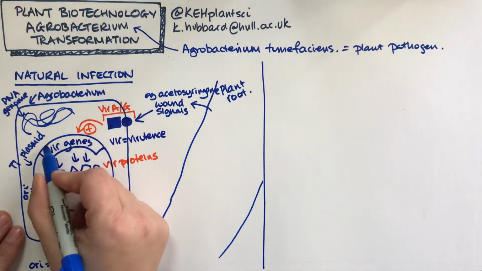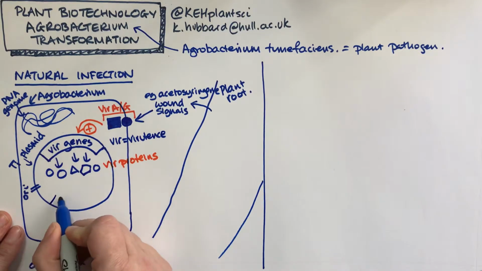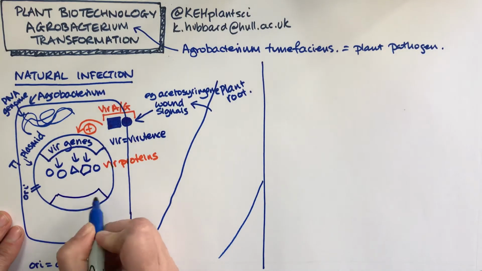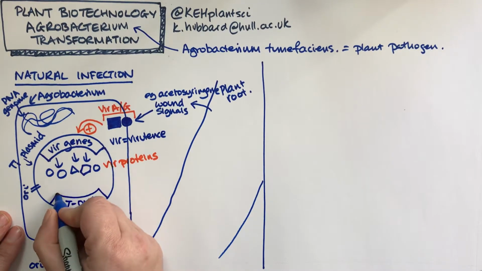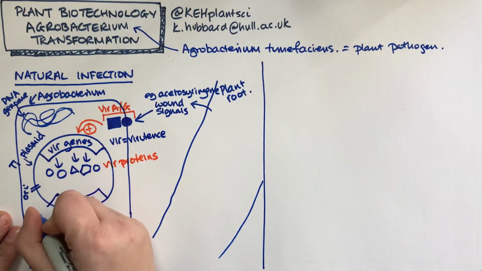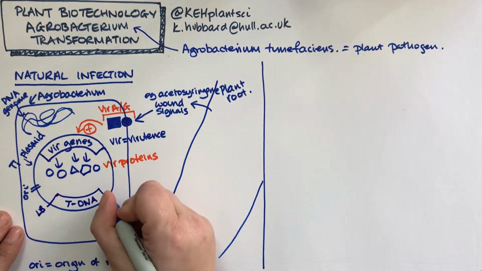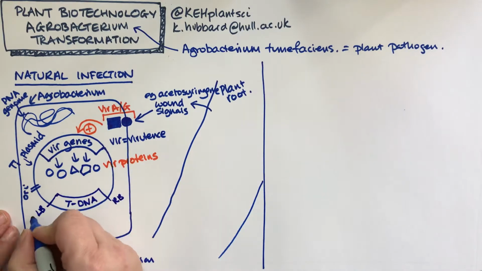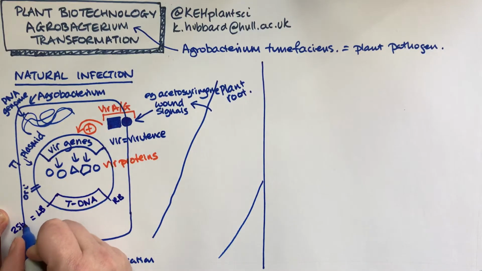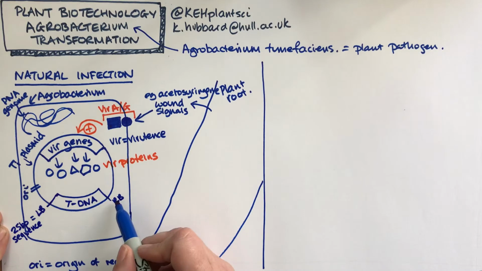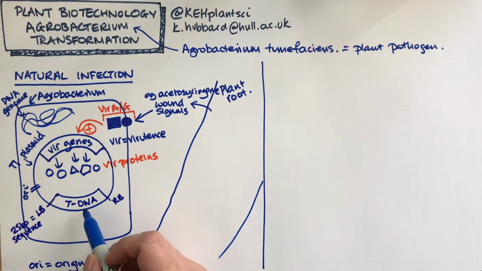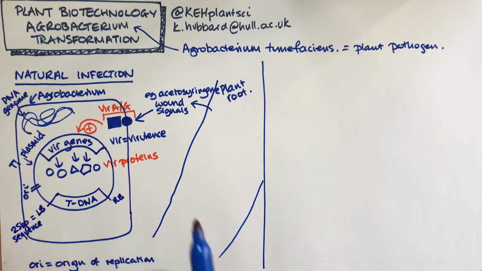So we've got all the Vir genes on one side, and on the other side of the plasmid, we have a piece of DNA which is called the tDNA. It's defined by having a left border and a right border. That is 25 base pairs of sequence, which is basically a recognition site. There's one at one end and one at the other end of the tDNA. That marks it out as a special piece of DNA that the bacterium should do something differently with.